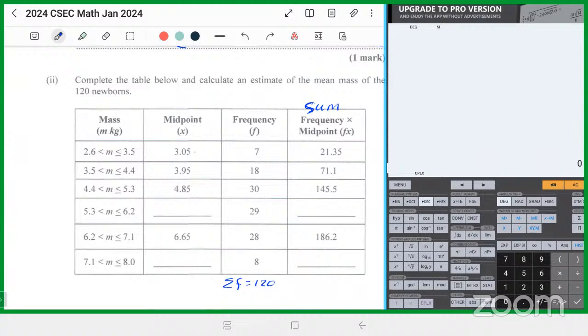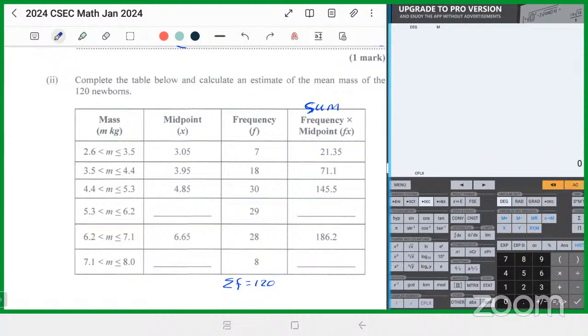If you observe these values, they are increasing by 0.9. From here to here is an increase of 0.9, from here to here is an increase of 0.9, so that increase will continue. The lower boundary values are also increasing by 0.9, that's pretty obvious. From 3.5 to 4.4 is an increase of 0.9. The values are all increasing by 0.9, so all we have to do is add 0.9 to this one and continue that trend.